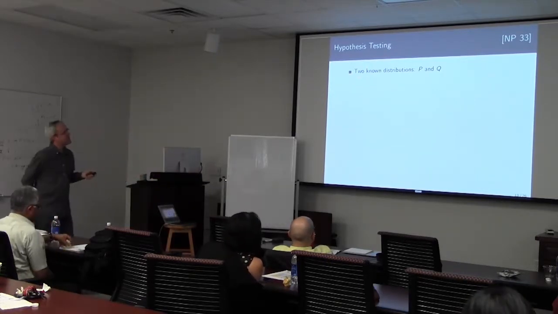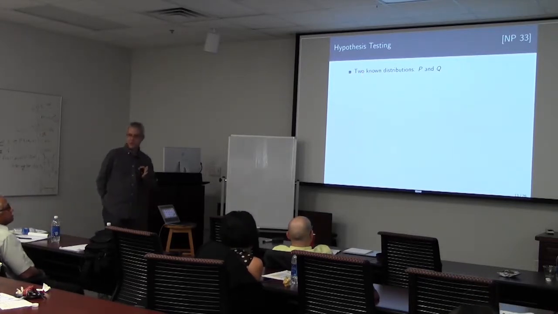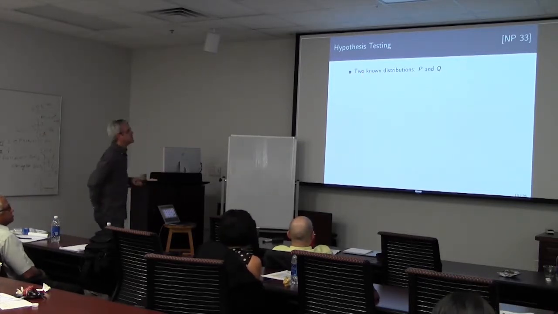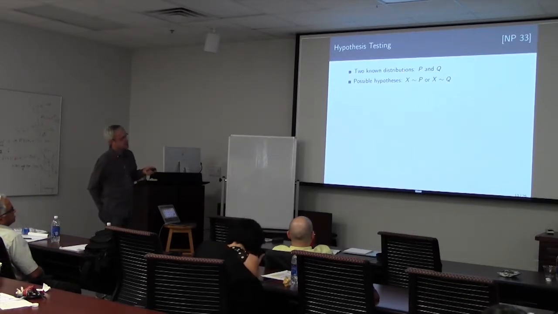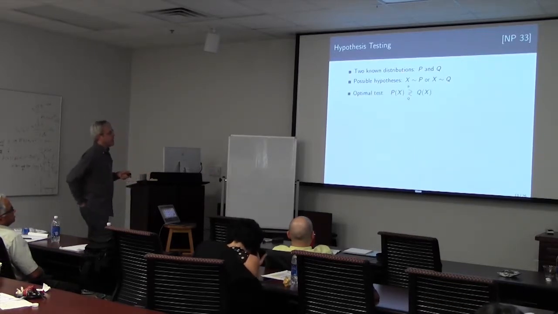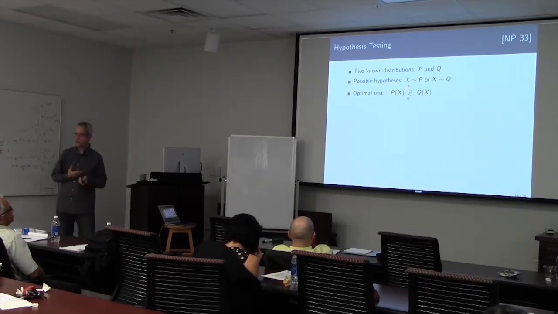Okay, so here now we have two known distributions P and Q, unlike our case where they were unknown. And the two hypotheses are that X is generated according to P or according to Q. And the optimal test is clearly if P of X is bigger than Q of X, then X is generated according to P, and otherwise, Q of X bigger than P of X, X is generated according to Q. Okay?